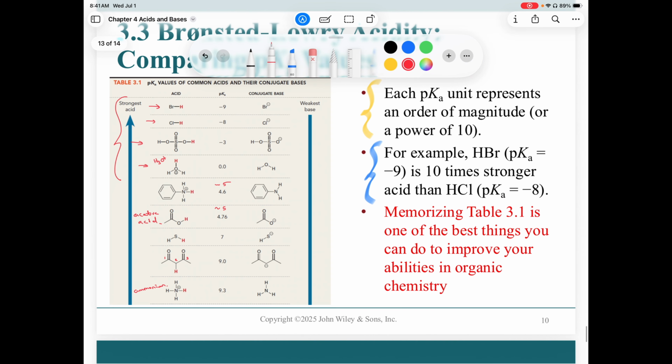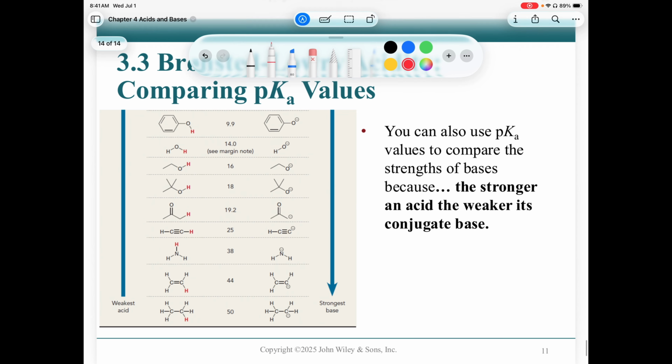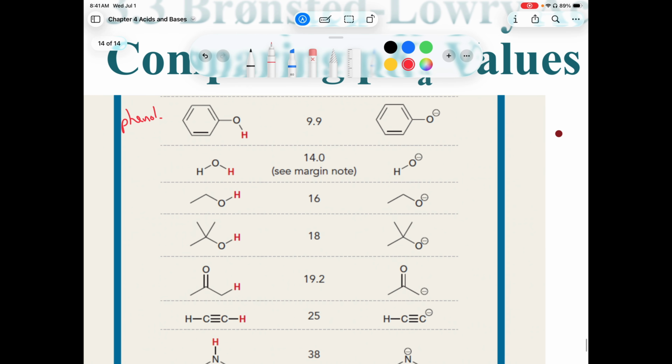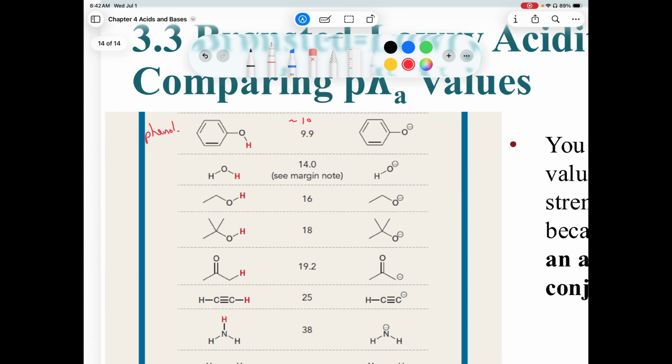I got a few more here before we go back to the questions. Then we have phenol. So this is phenol, okay? It's an aromatic ring with a hydroxyl. As long as you know it's 10, okay? 9.9 is the number that they put here, but 10 is fine. Then we have water, which is 14.